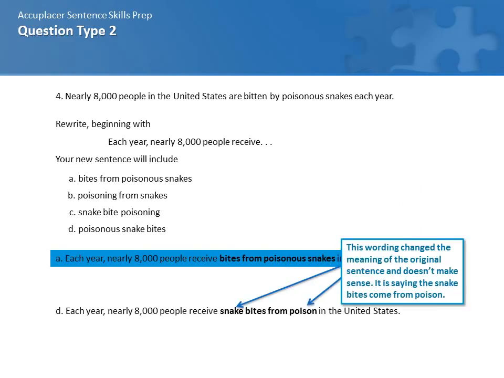D is also worded strangely, and it distorts the meaning of the original sentence. Snake bites from poison. So if we used that, each year nearly 8,000 people receive snake bites from poison in the United States, we're suggesting that the snake bites somehow come from poison and not snakes. So that doesn't make sense.